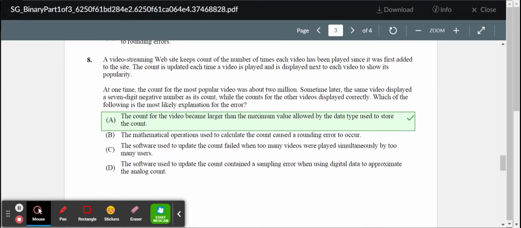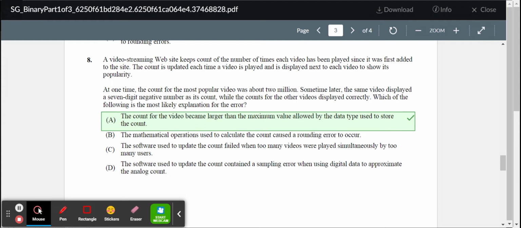A video streaming website keeps count of the number of times each video has been played since it's first added to the site. The count is updated each time a video is played, and it's displayed next to each. At one time, the count for the most popular video was about 2 million. Sometime later, the same video displayed a 7-digit negative number as its count, while the counts for the other videos displayed correctly. Which of the following is likely?